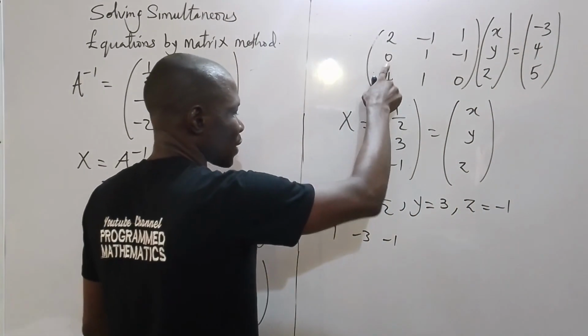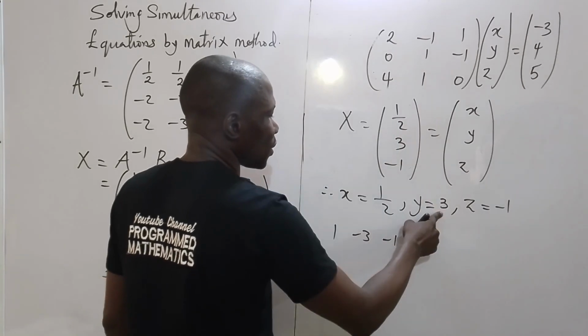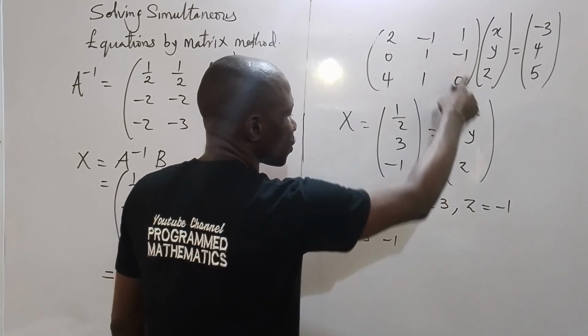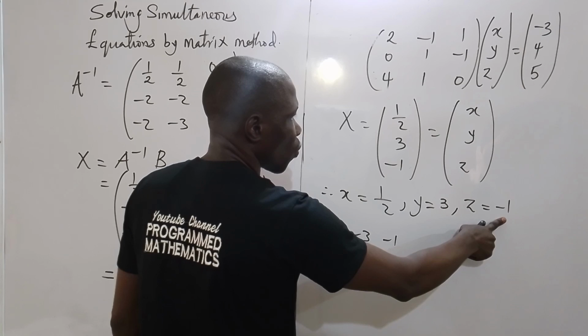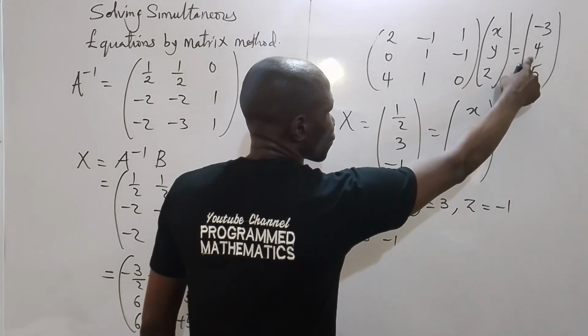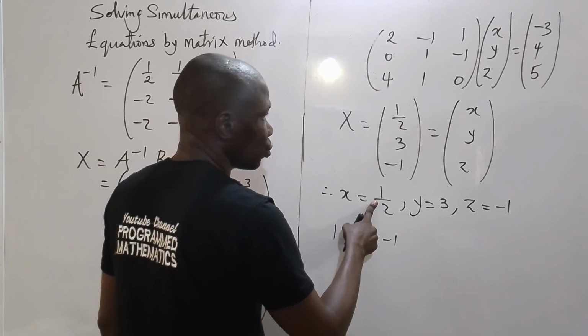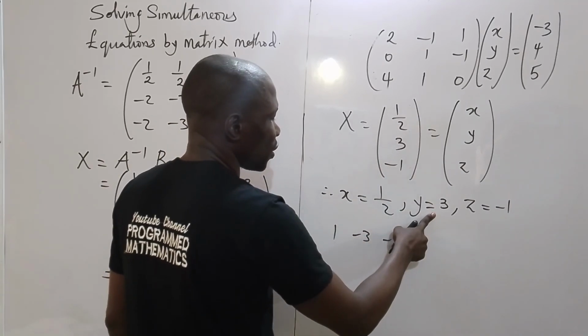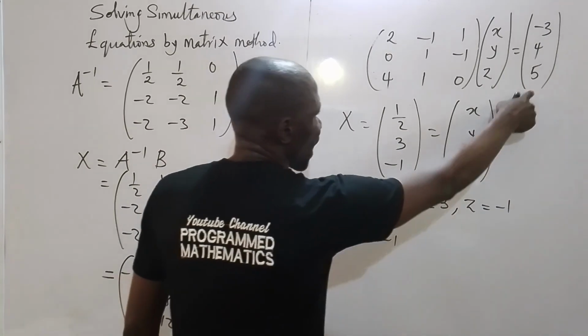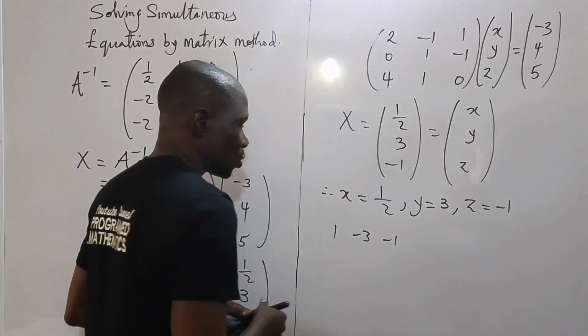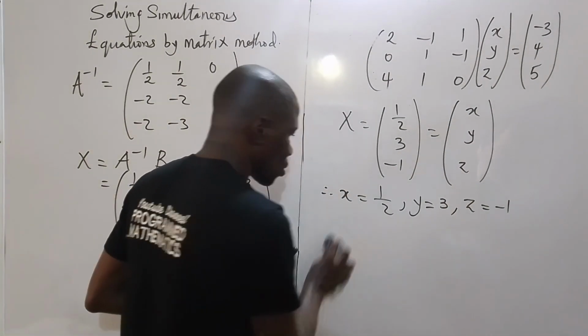Of course, 0 here times X is 0. 1 times 3 is 3. Minus 1 times minus 1 is 1. 3 plus 1 is 4. 4 times X, 4 times half is 2. 1 times 3 is 3. 2 plus 3 is 5 because this one is 0. So that shows that our values are correct.